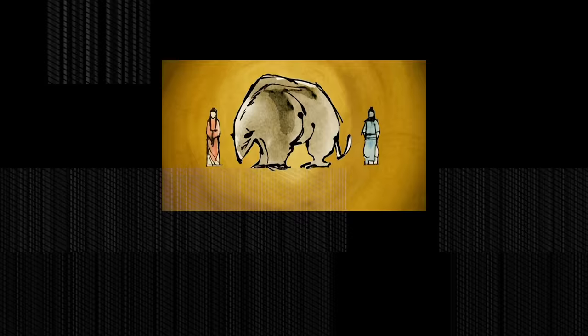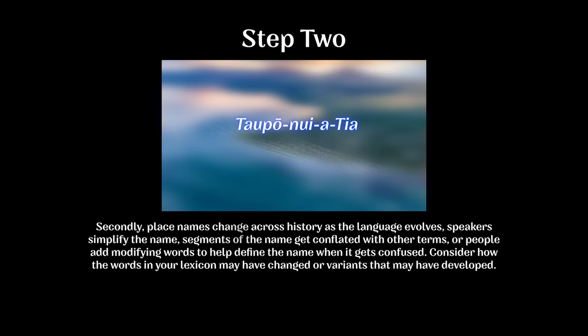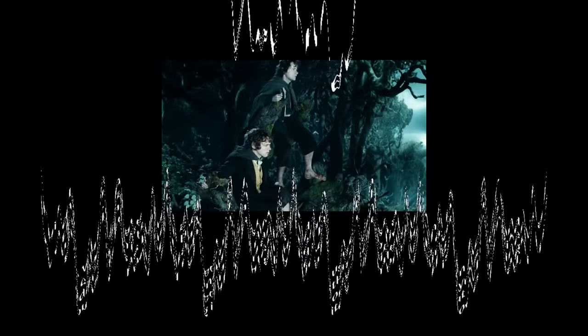Secondly, place names change across history as the language evolves, speakers simplify the name, segments of the name get conflated with other terms, or people add modifying words to help define the name when it gets confused. Consider how the words in your lexicon may have changed or variants that may have developed. Thirdly, which place names are recorded, survive, and fall into use are also about who is in power and what the city means to them.